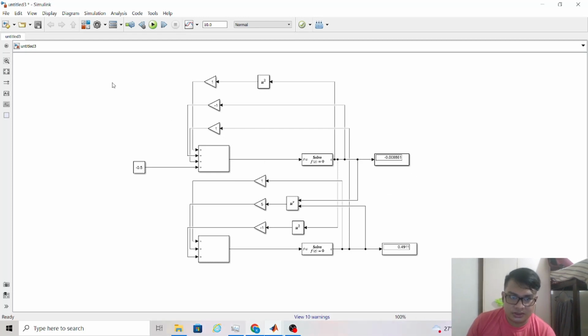So that's all in using Simulink for solving equations. That's for the three equations, four equations, and finding the roots.